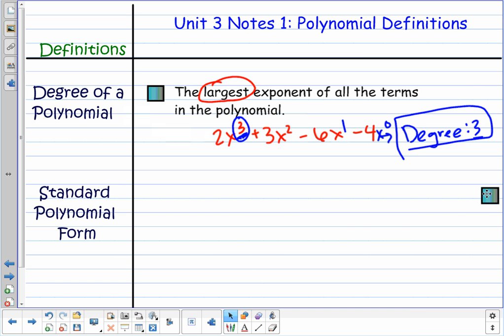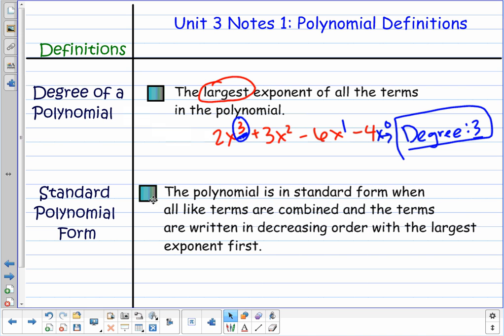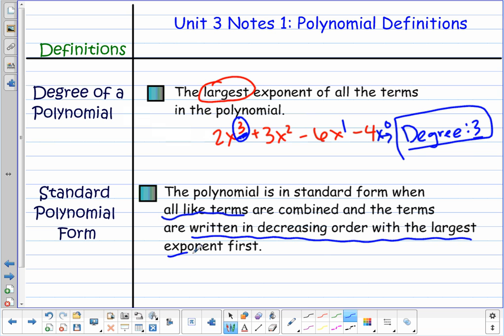So, standard form of a polynomial. A polynomial is in standard form when the following things exist. All like terms have to be combined, and terms are written in decreasing order with the largest exponent first. Kind of like how I have this one written up here. I started with the power of 3, then went to the power of 2, then the power of 1, then the power of 0. And you can use that same example down here. So standard form is decreasing the powers. Start with the biggest, work your way down to the smallest.